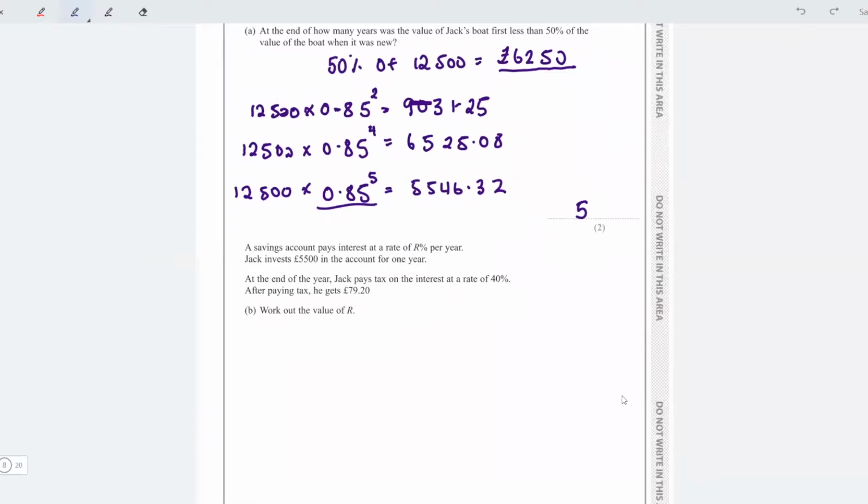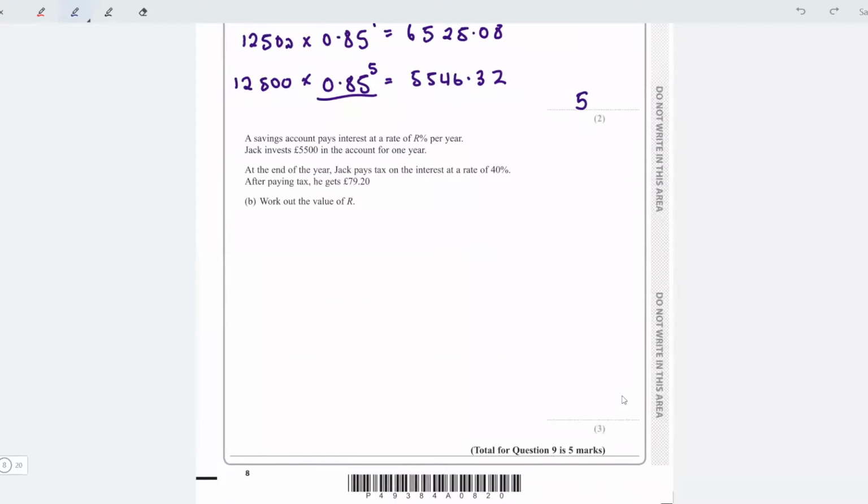The next one says a savings account pays interest at a rate of R% per year. Jack invests £5,500 in the account for 1 year. At the end of the year, Jack pays tax on the interest at a rate of 40%. After paying tax, he gets £79.20. We have to work out the R. All right, so I'm going to say £79.20 is equal to 60% of the value because he's paying tax at a rate of 40%. So 100 take away 40 is left with 60%. And obviously he's paid the tax and he's left with that.